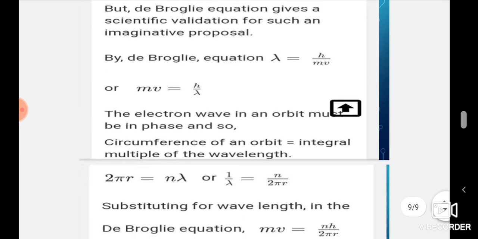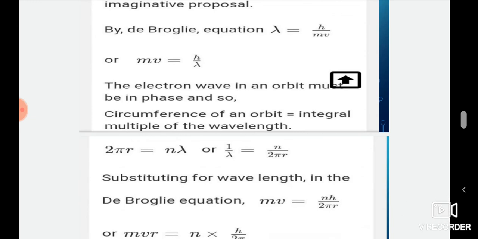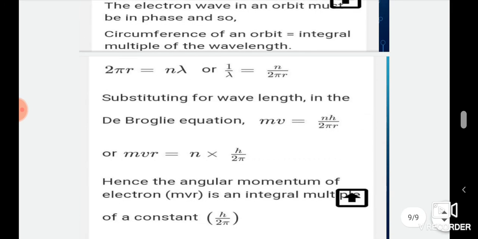Okay, so we know that the de-Broglie equation is lambda equals h upon mv, or we can say that mv equals h upon lambda. So the electron wave in an orbital must be in phase, and so the circumference of an orbit should be an integral multiple of the wavelength, that is 2 pi r equals n lambda, right? So we can say that 1 upon lambda equals n upon 2 pi r.